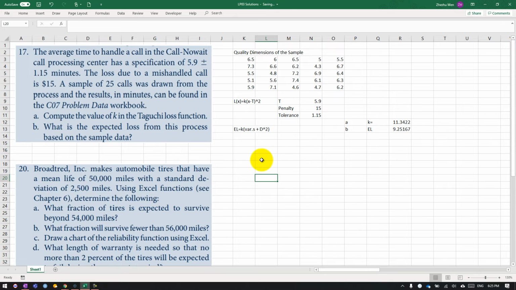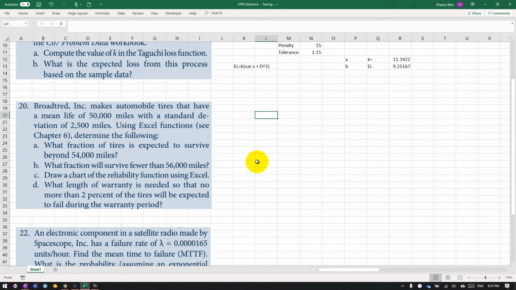Okay, that concludes 17, which is pretty straightforward. And let's move on to number 20. Here, let's take down the known parameters first. This is actually a bad habit, trying to solve a problem without knowing what the problem is talking about.